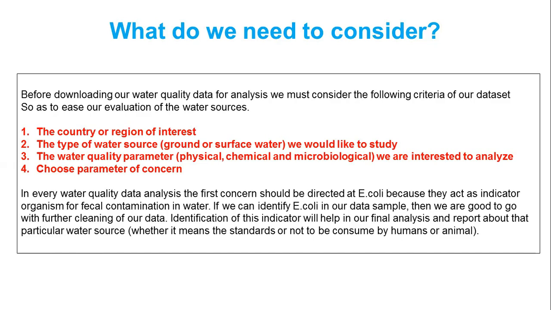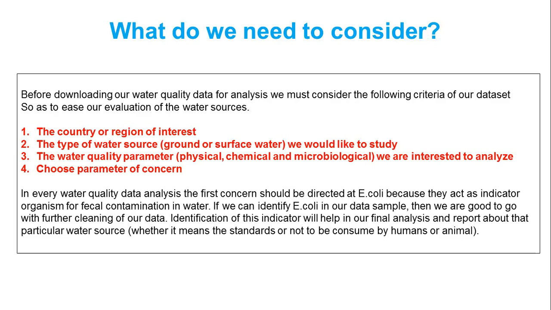Because with this water quality data analysis, you'll be able to understand the pollution system as a whole. The second part is the type of water source, groundwater or surface water, which you would like to study. Then the third is the water quality parameter. Generally in this database, we have all of these parameters in one, which is why we have to be careful to monitor what we are doing. And then the fourth is to choose the parameter of concern.